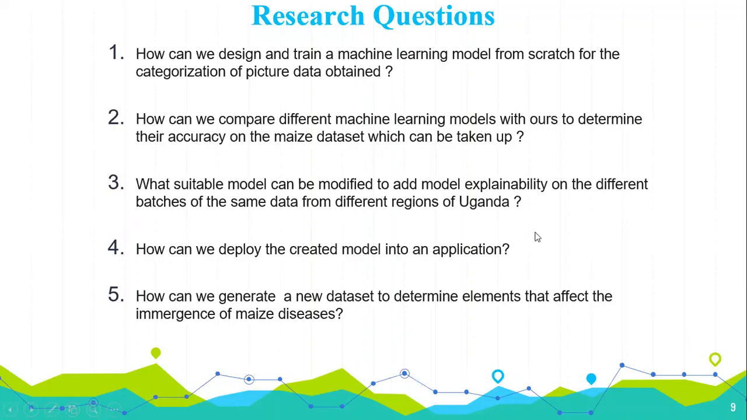And now the model explainability part will mainly be showing how the data for the different regions affects the performance of our model. Instead of training the model on the whole trained data set, we break the trained data set into batches of different regions. We also want to see how we can deploy the machine learning model into a mobile application. And also we shall see how we can generate a new data set to determine other elements that affect maize diseases.